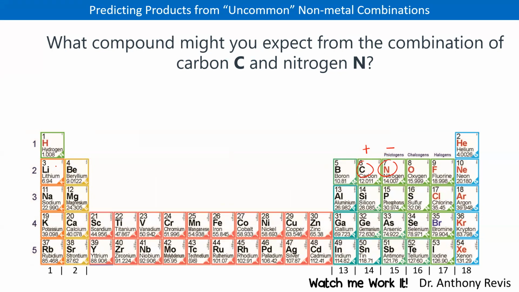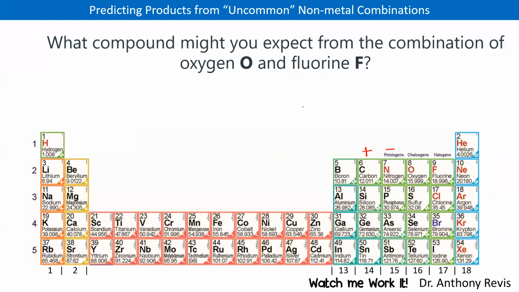Let's count and see. For the positive, we count from the left to right, and this will be 1, 2, 3, 4. So we have carbon here with a +4, and nitrogen, we count from the right side. Don't count the noble gases. When we start counting at fluorine, 1, 2, 3. So this will be a -3. So we crisscross these charges, and we get C3N4. Now, that's not so uncommon.